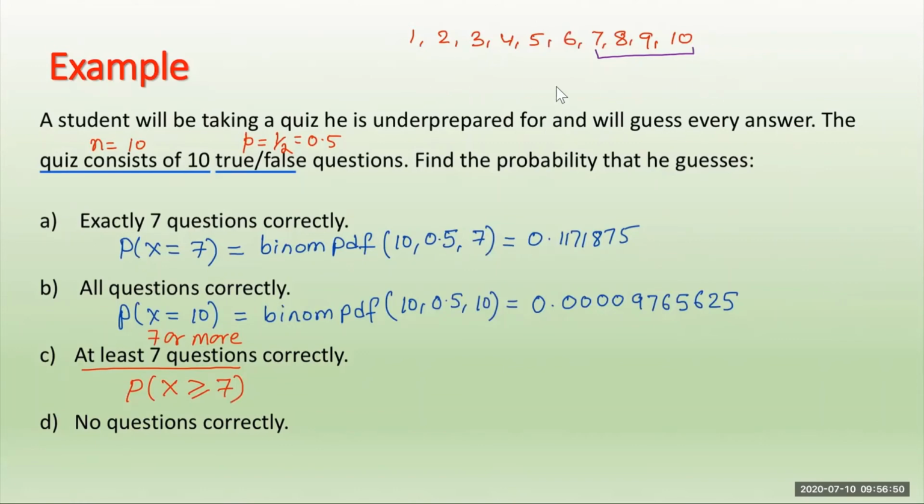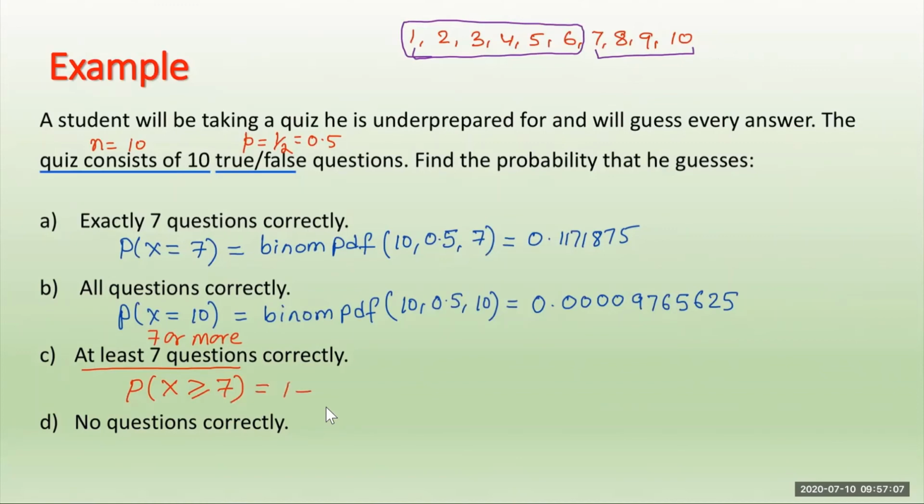So if I do 1 minus the probability of all these, then I will get that probability. But how do I do that in the calculator? This is how we do it.